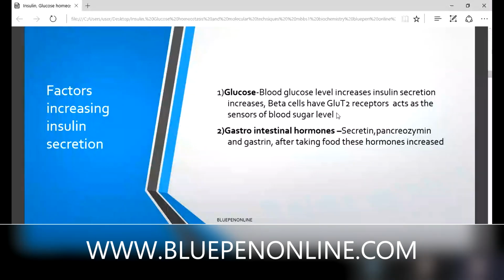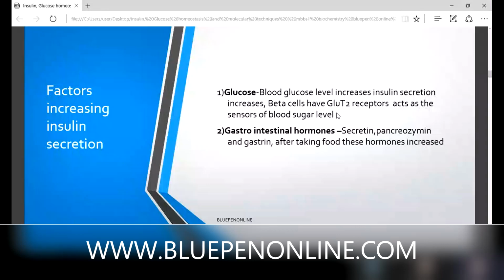Then the second factor is gastrointestinal hormones. Blood glucose level regulation starts from digestion and absorption, right? The gastrointestinal hormones have a special role, secreting pancreozymin and gastrin. After taking food, these hormones increase.